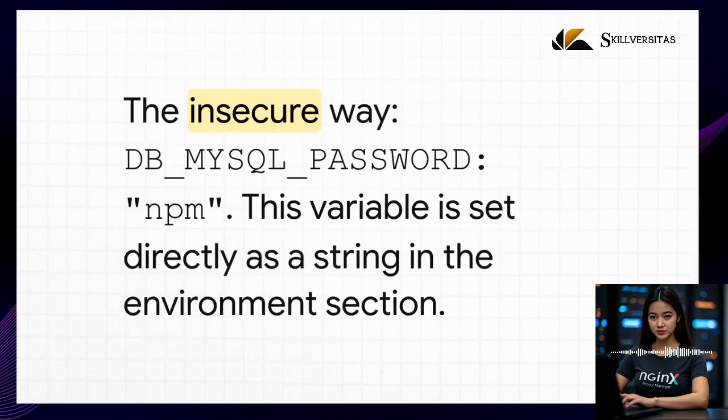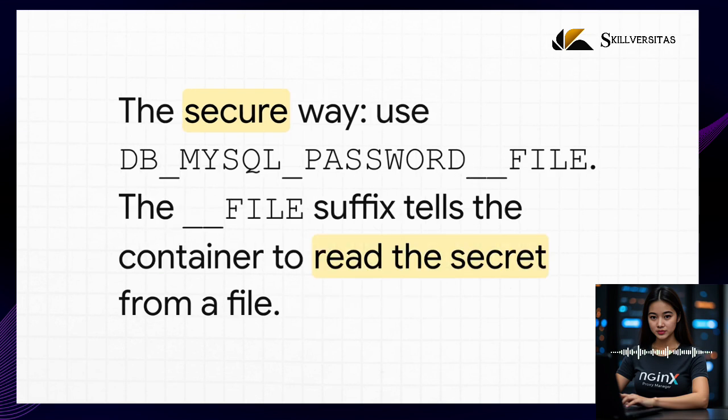So let's make this super clear. Here's the before state. We have our database password just sitting there as a plain old string in our environment variables. This is exactly what we want to get away from. And here is the after. This is where the magic happens. Look, the original password line is totally gone. It's been replaced by DB_MYSQL_PASSWORD__FILE. That __FILE suffix at the end is a special instruction. It tells Nginx Proxy Manager, hey, don't look for a password here. Instead, go read the password from this secure file. Just like that, your password is no longer in your config file. It is so much more secure.